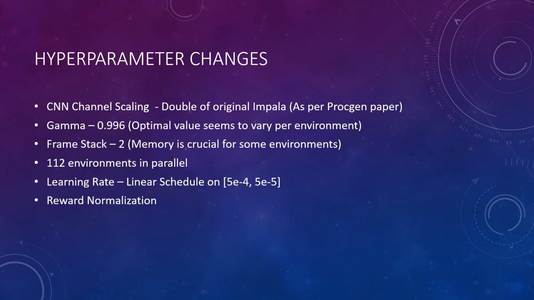The simple hyperparameter changes that we made did give us significant boosts. The primary one being the channel scaling, as we see in the original Procgen paper. Doubling the channels of course increases the compute, but we were able to fit that in, as well as reducing the gamma to 0.996, as well as frame stack, which is very important for some environments. We set the frame stack to 2, and that was pretty okay for most of the environments.